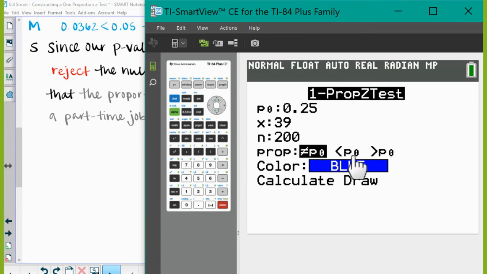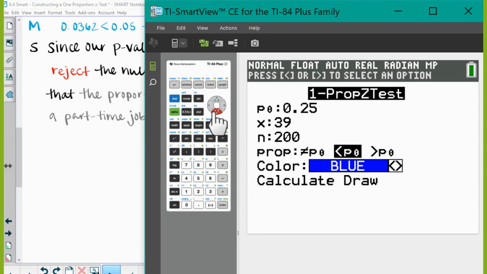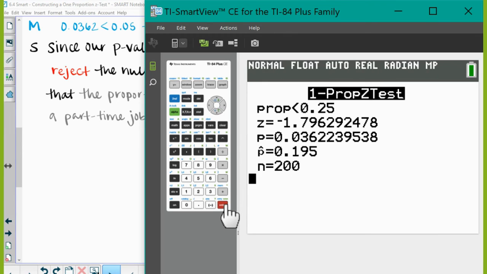Be careful because this p naught is 0.25 and we wanted everything less than that. So the option I'm picking is number 2. This is where students often forget. Just make sure you plug in 0.25 in your head and see which one matches your alternative hypothesis. You don't have to do anything with the color. We are going to go straight down to calculate.